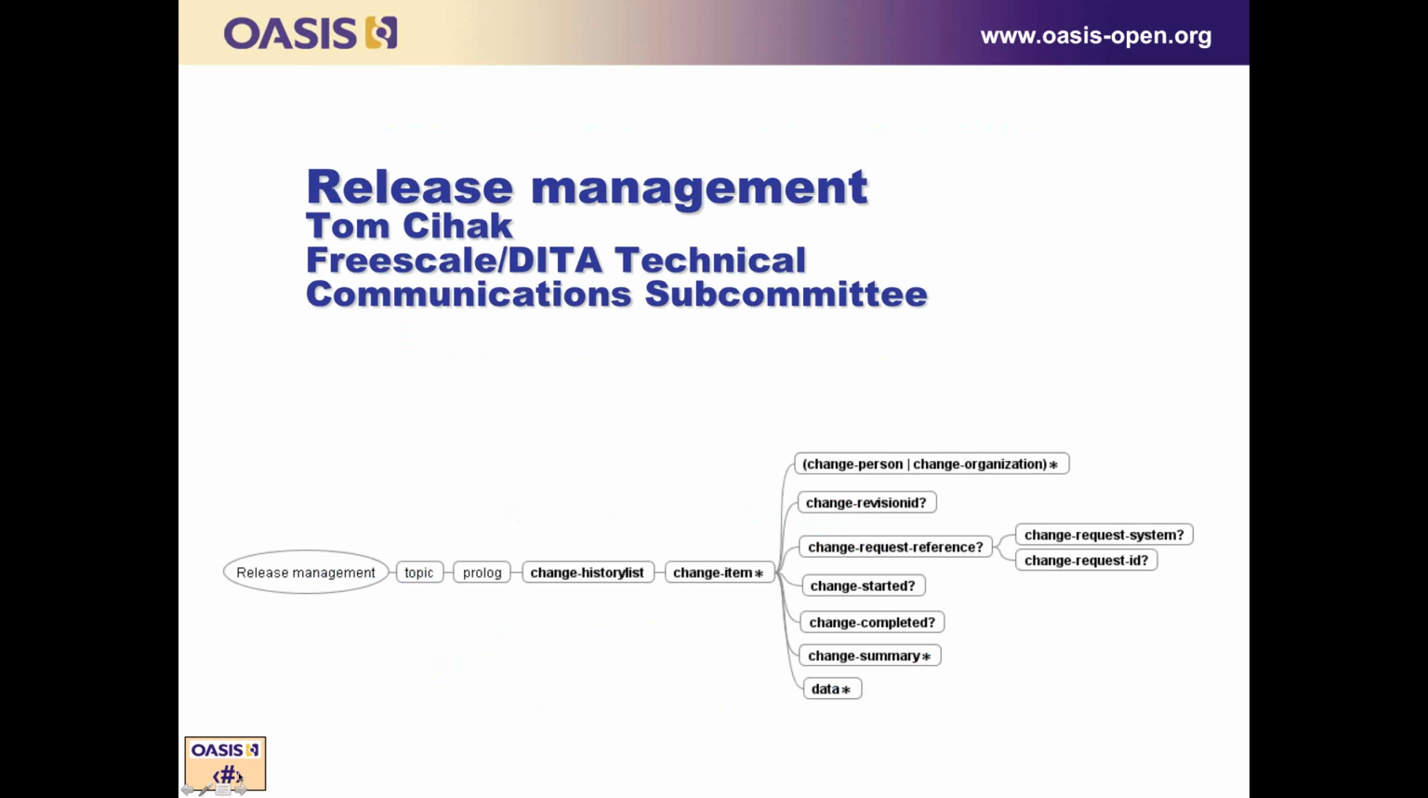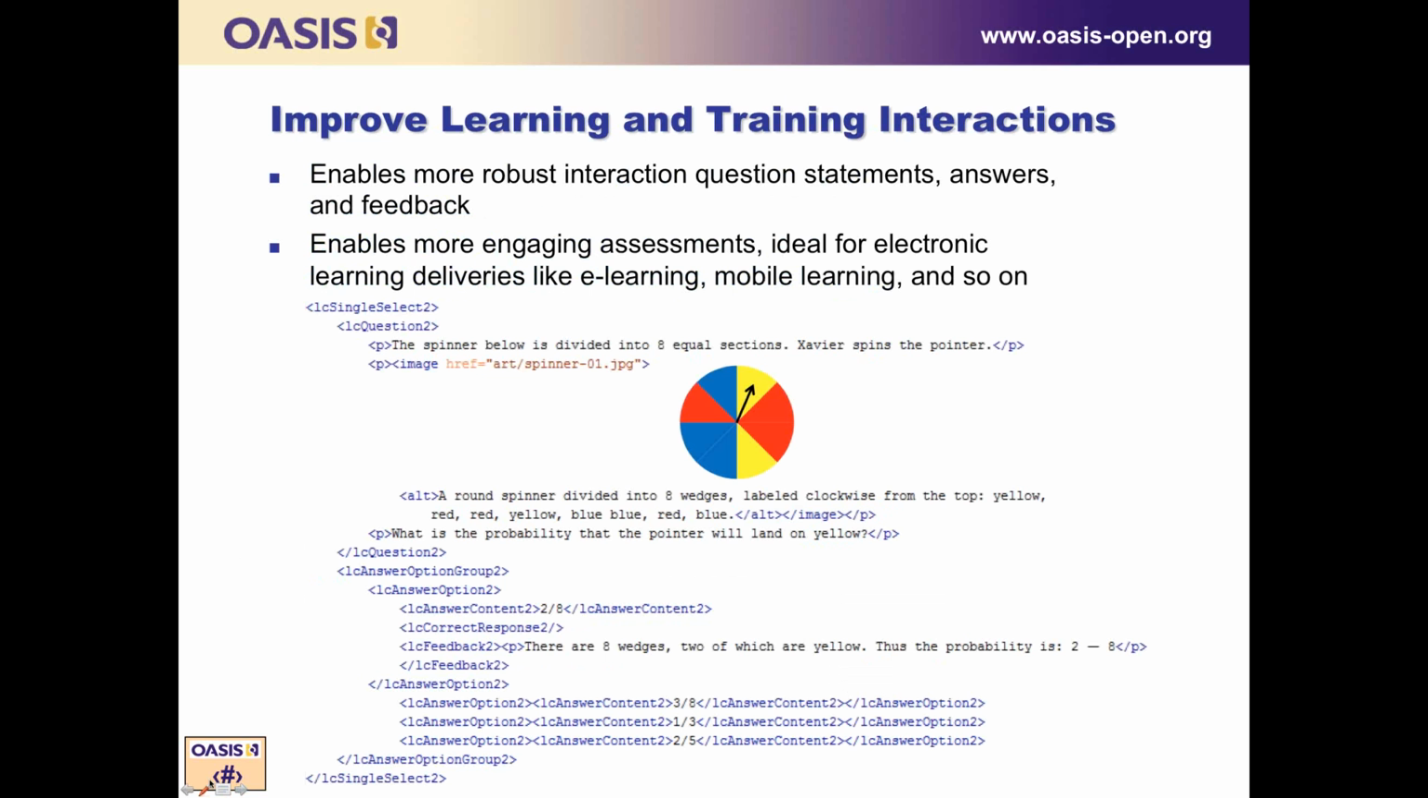Okay, so here's just an example. As an example of a more robust interaction, this is a single select 2 question. This is one that you would see with the DITA 1.3 enhancements. Here you can see there's a paragraph. The spinner below is divided into 8 equal sections.